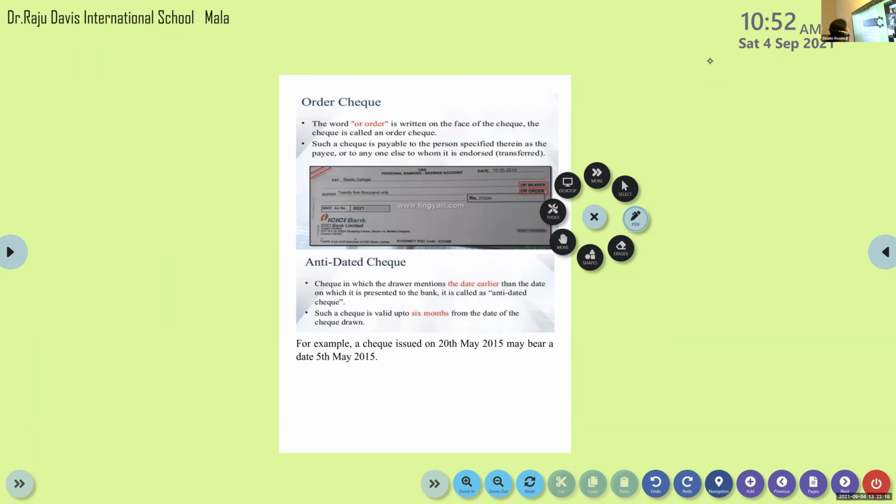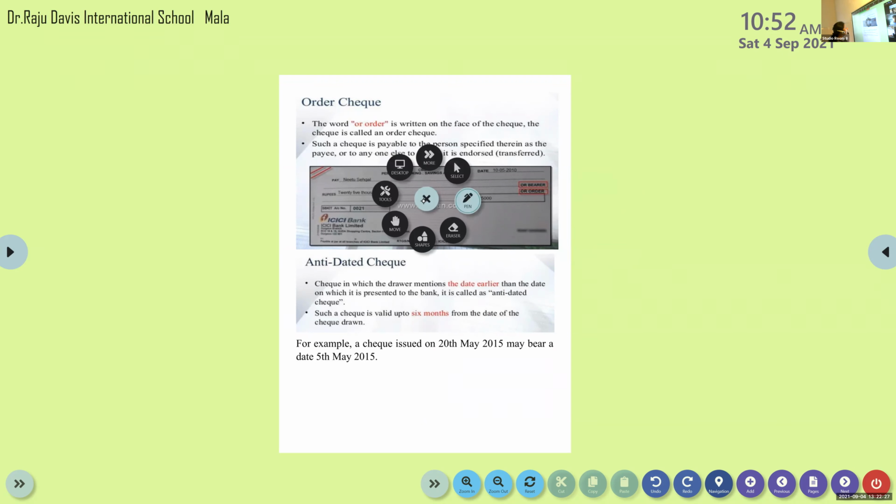Now moving to Antedated Check. Antedated Check means the date written on the check. A check in which the drawer mentions a date earlier than the date on which it is presented to the bank. That means, say, today's date is, what is today's date? 4th, am I right? 4th September. Okay. And today, the check is given to a person. A check is given to A. A is taking the check to the bank on 4th September.